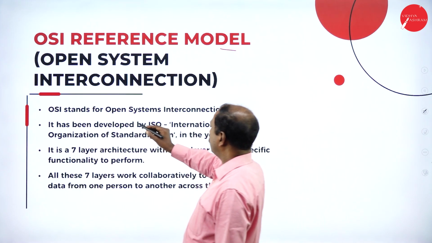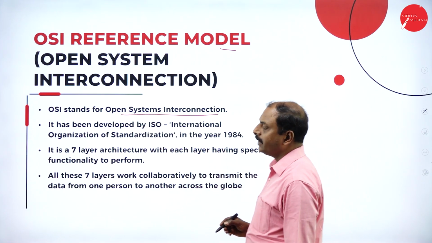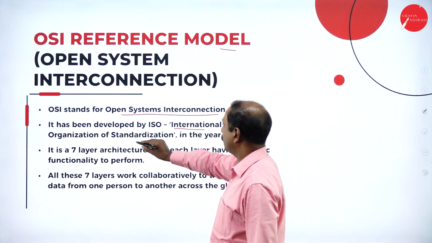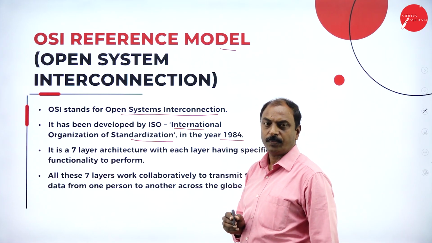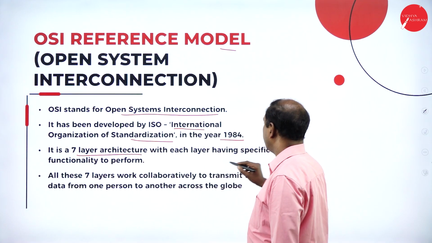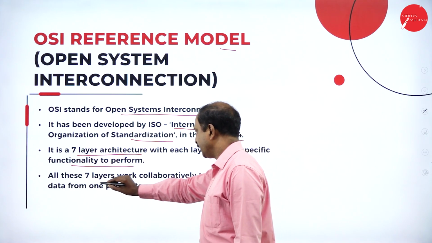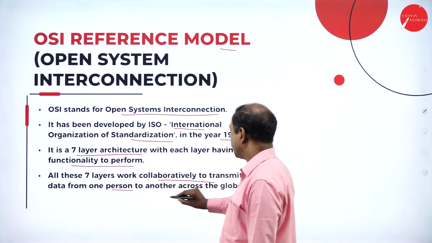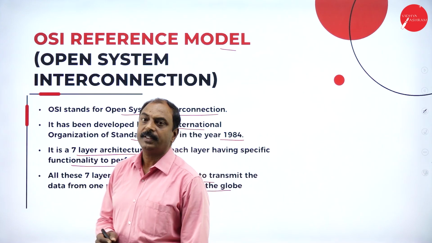It is a reference model for Open System Interconnection, and it has been developed by the International Organization for Standardization, ISO, in the year 1984. It is a 7-layer architecture with each layer having a specific function. All these 7 layers work collaboratively to transmit the data from one person to another person or across the globe.